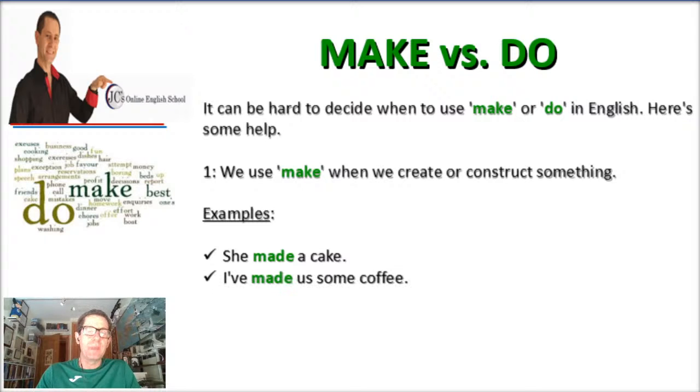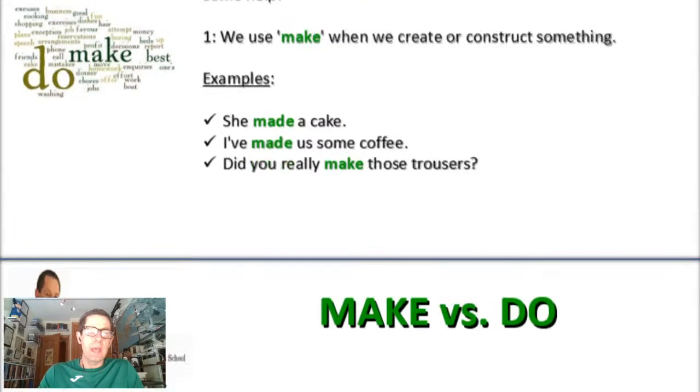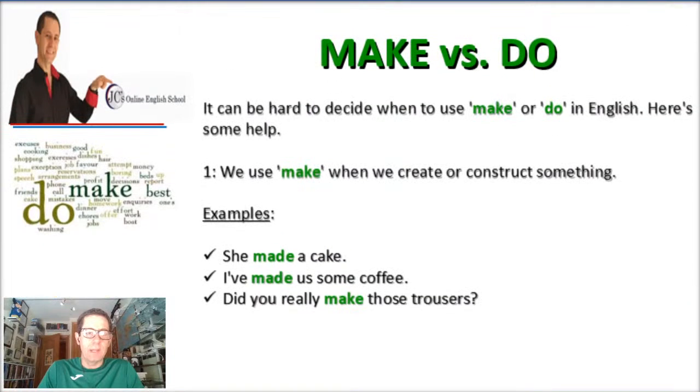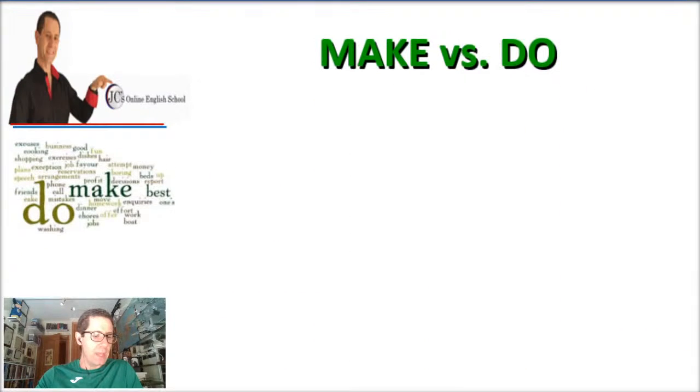Let me give you another example. I've made us some coffee. You will see them on the screen in a few seconds. Another example: Did you really make those trousers? You must be a great tailor. Hold on, let me show you the screen again. So once again, she made a cake. I've made some coffee. And did you make those trousers? Okay, very good.